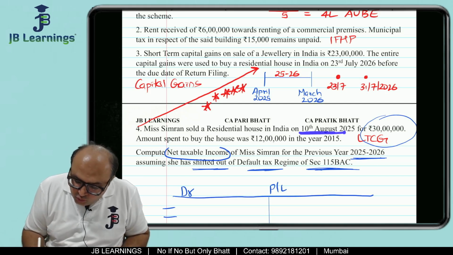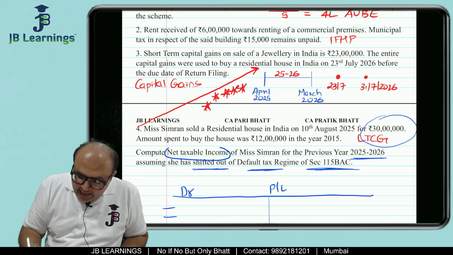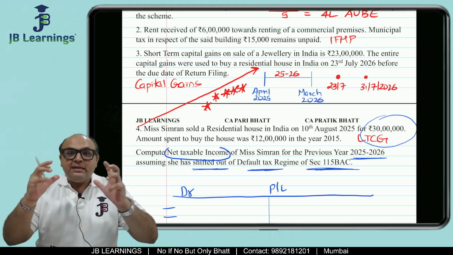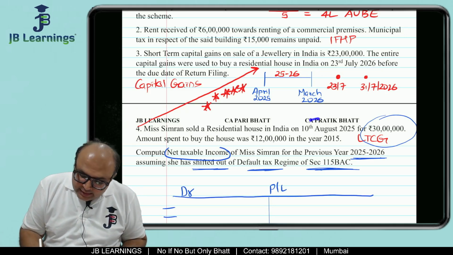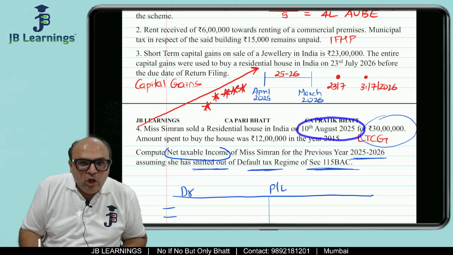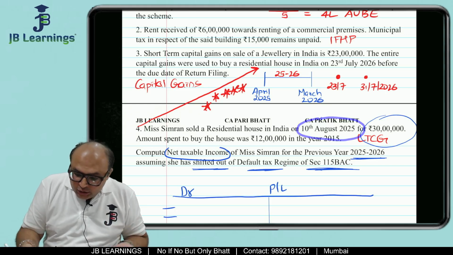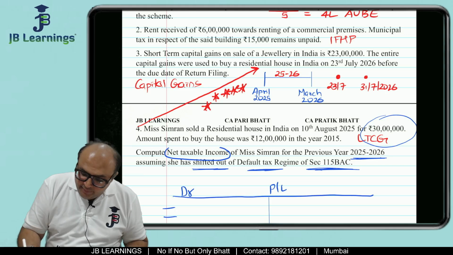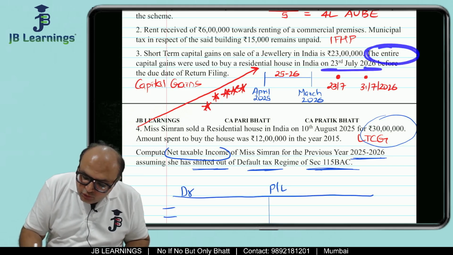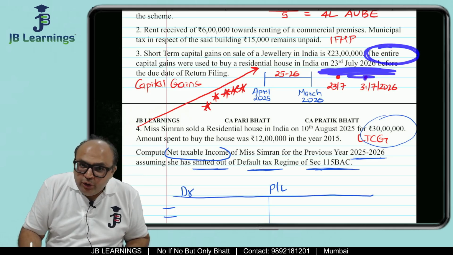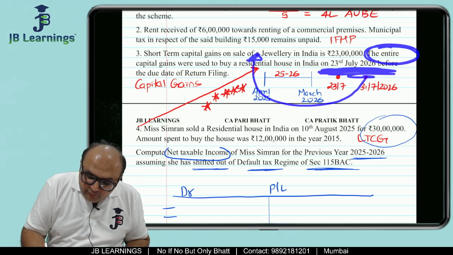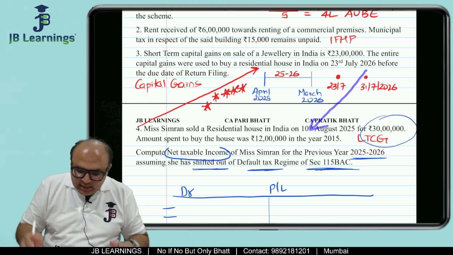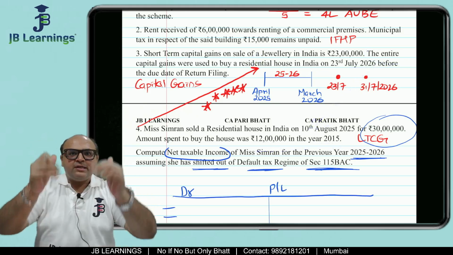See, this one is sold on 10th August 25 and this one is purchased on 23rd July 2026. You have to understand the timing, friends. So this residential house is sold on 10th August 25. Another house is purchased on 23rd July 2026. So friends, this 23 lakh which was used to buy a second house could not be used to exempt the capital gain of jewelry, but it can definitely be used to exempt the long term capital gain of a residential house. Yes or no?